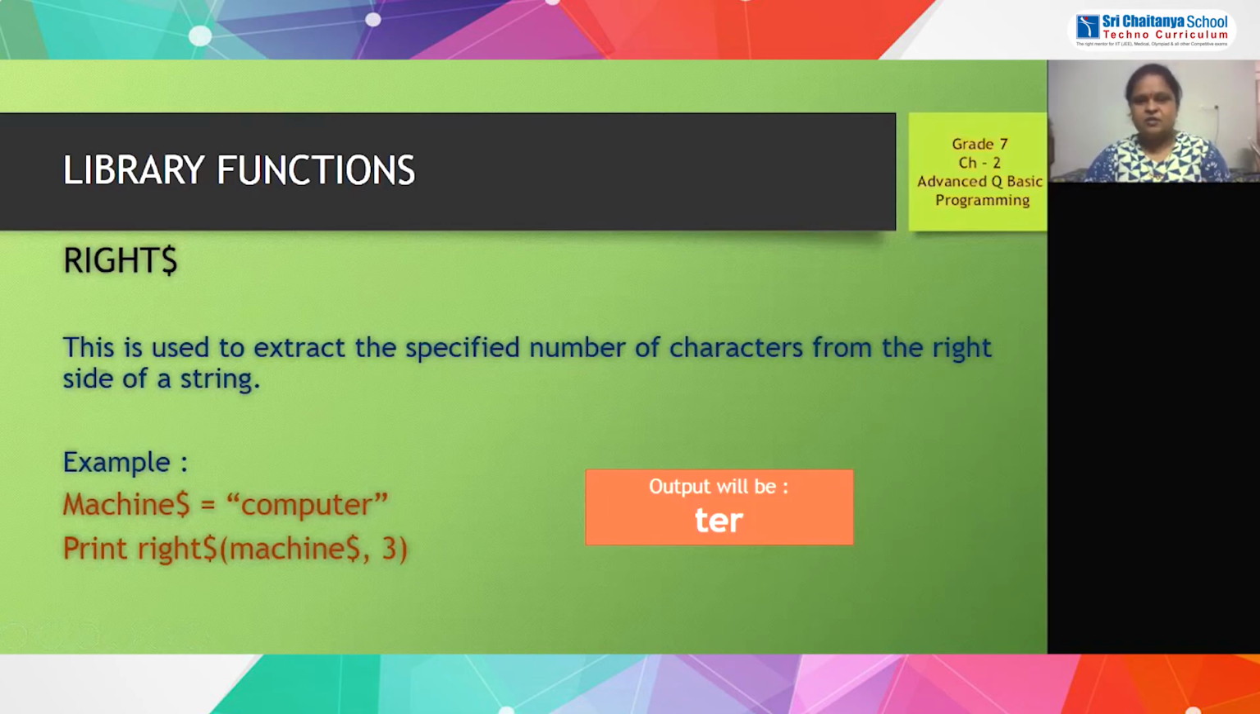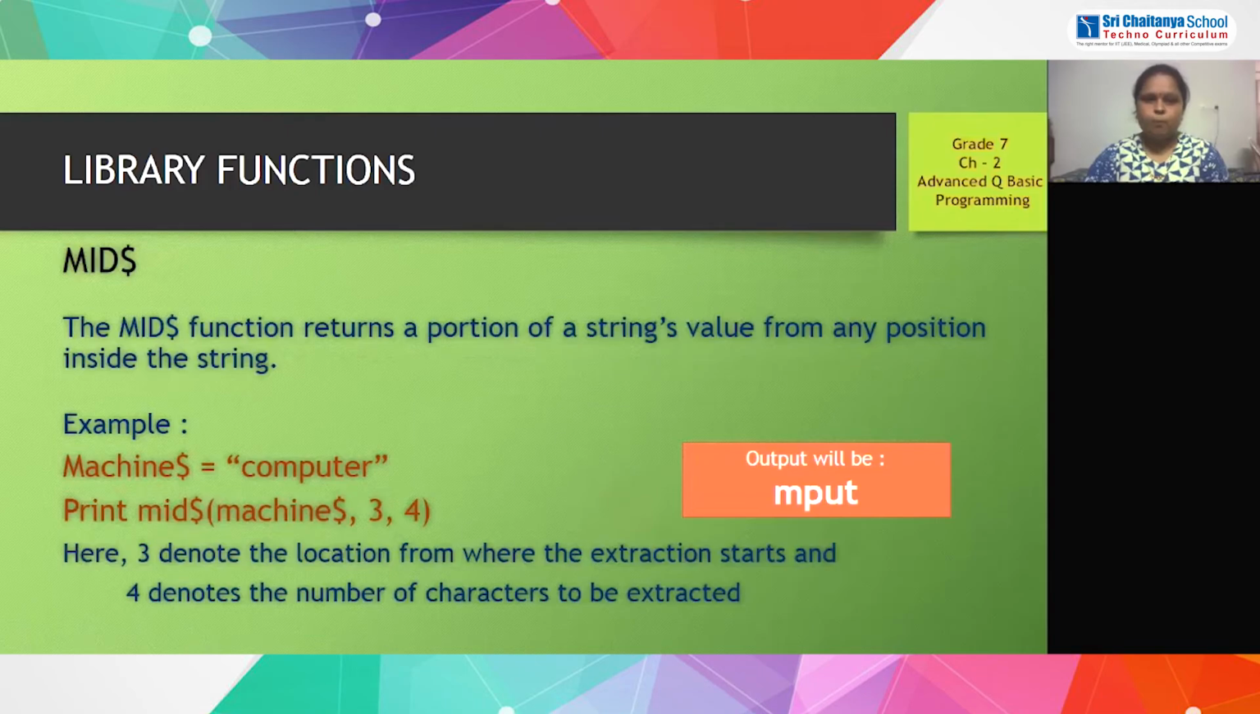You can see here on the screen. TER are the last three letters. So the output will be TER. Okay. So this is about the right library function. I hope it is clear. Now our next function is mid. Means some part from the middle of the string we are going to extract by giving the required information, like from which letter and how many letters you want to extract. That information you have to specify. Let us see how it works.